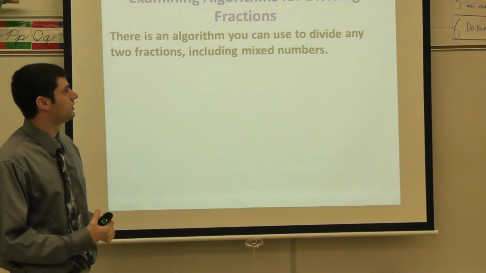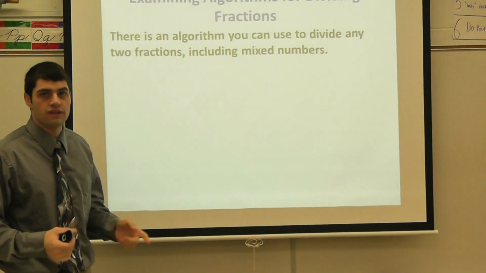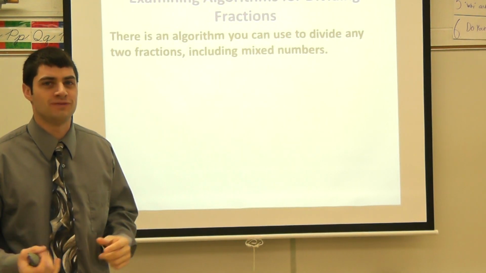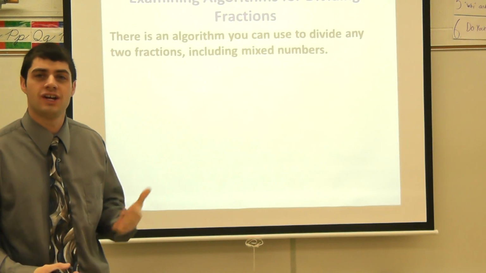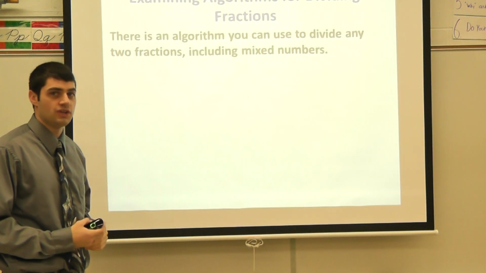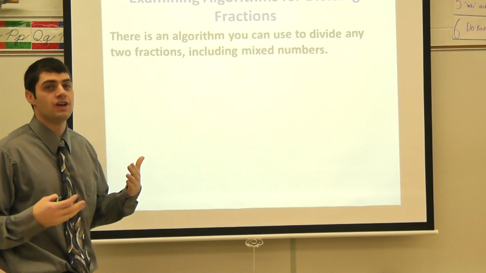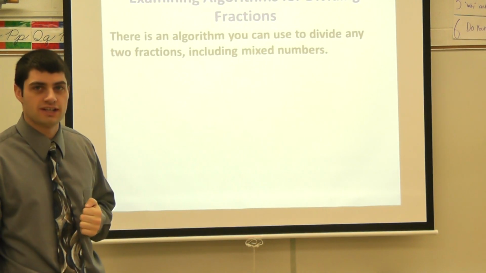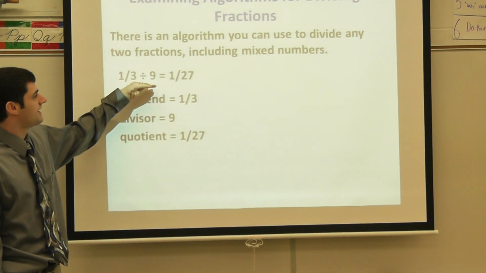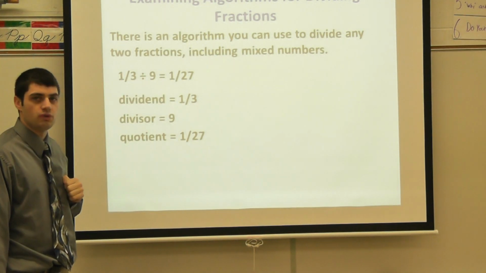Basically, there's an algorithm you can use to divide any two fractions. This includes mixed numbers. So I know fractions are your favorite thing to do, especially division. It kind of sounds like it could be hard, but if you follow these simple rules to the algorithm, you can solve any type of division problem involving fractions or mixed numbers. Let's take a look at an example problem. If I have 1/3 divided by 9, that's going to equal 1/27.